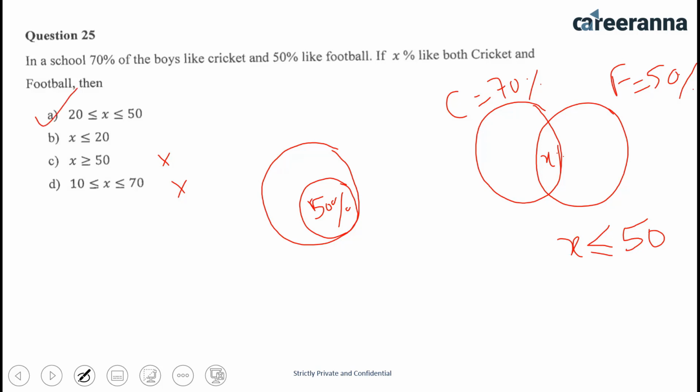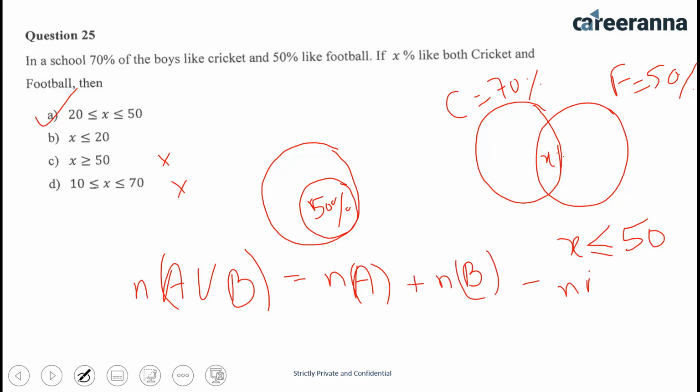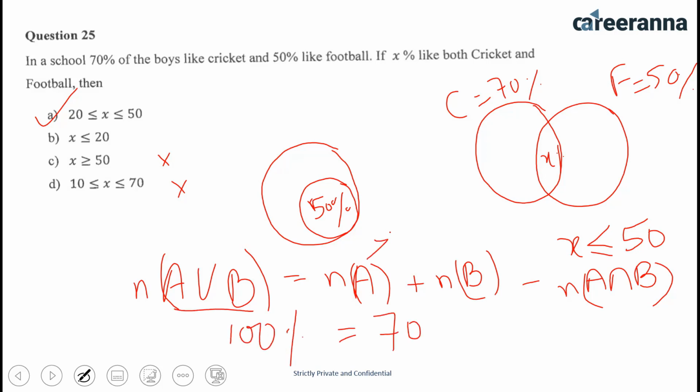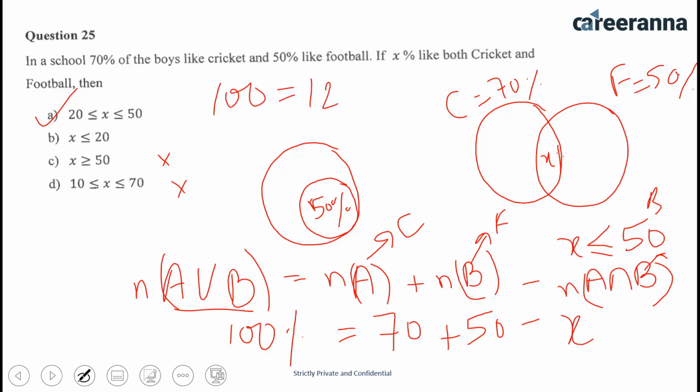Now there is one formula: n(A union B) is equal to n(A) plus n(B) minus n(A intersection B). Now in terms of percentages, we know that our total percentage is 100. Our n(A) is given to us. If I assume it as cricket, this as football, and this has both: 70 plus 50 minus x. So this becomes 100 is equal to 120 minus x. x comes out to be 20.